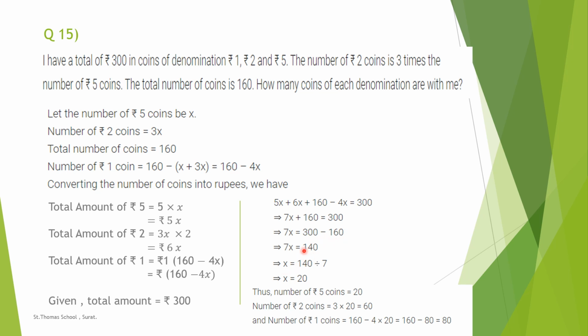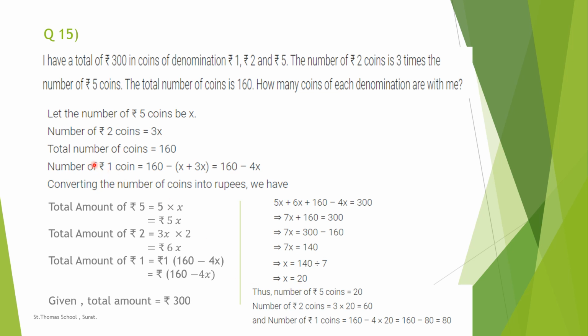Now 7x is equal to 140. This is multiplication. If it comes here, division. So x is equal to 140 divided by 7. 7 2s are 14 and 1 0, that is 7 20s are 140. So x is equal to 20. Now we got x as 20.